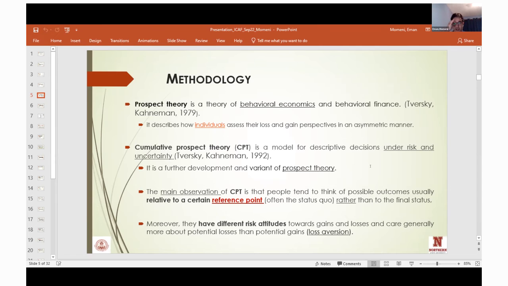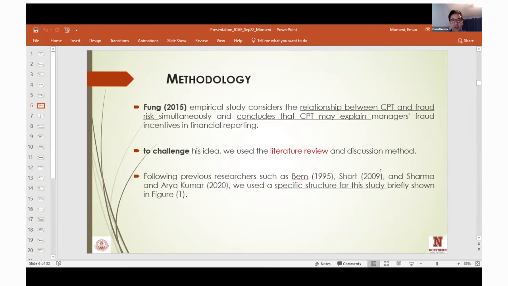The main observation of CPT is that possible outcomes are usually judged relative to a certain reference point, which is sometimes called the status quo rather than the final status. So the difference between CPT and prospect theory itself is the application of uncertainty and risk, the reference point, and the different risk behaviors of individuals in a fraud situation.